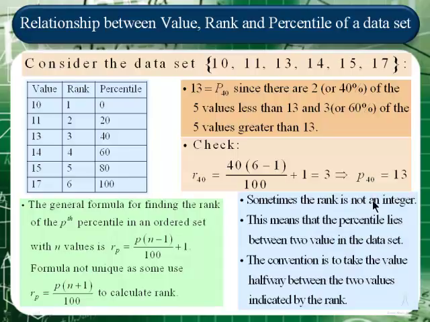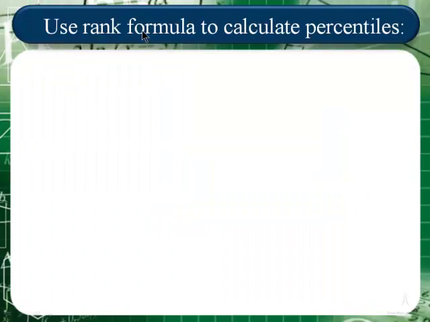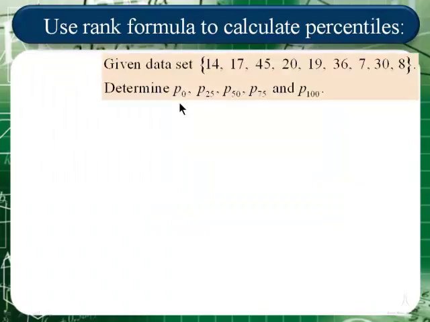Sometimes the rank is not an integer. This means that the percentile lies between 2 values in the data set. The convention is normally to take the value halfway between the 2 values indicated by the rank. But again, this is not a universal principle. We're now going to use the rank formula to calculate percentiles.